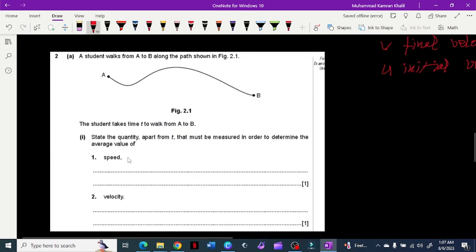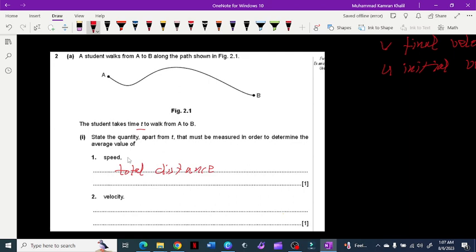Next question, a student walks from A to B along the path shown in the diagram 2.1. The student takes the time t. So the time is given for moving the student from A to B. State the quantity apart from t that must be measured in order to determine the average speed of the object and the average velocity of the object. Now speed contains the total distance over total time. So time is given. So what quantity is required for this answer is total distance, because according to the definition, speed is the rate of change of distance or distance traveled per unit time.